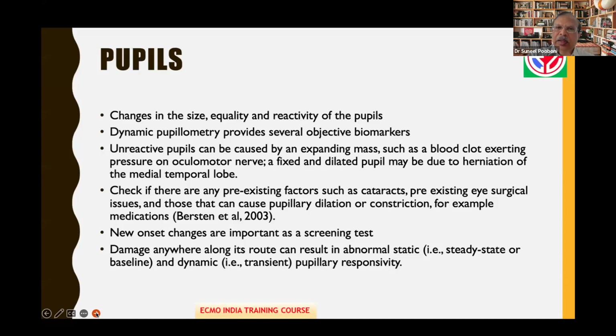So they would need to go for a CT scan, or an ultrasound scan in a neonate, as a dynamic measure to start with initially. Dynamic pupillometry provides several objective biomarkers. It is available. I will show you one of those in a minute. Unreactive pupils can be caused by an expanding mass, such as a blood clot, exerting pressure on the oculomotor nerve. So that is important. A unilateral constricted pupil is very important to notice as well.